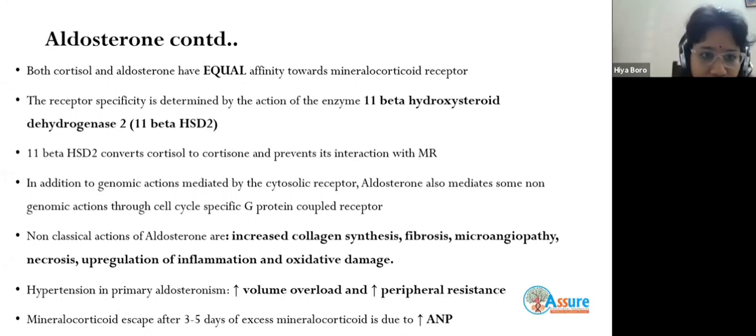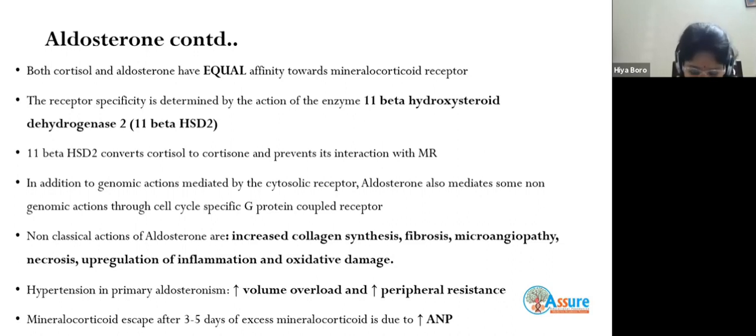And one thing, both cortisol and aldosterone have equal affinity towards the mineralocorticoid receptor. But the important thing is that cortisol can also act as a mineralocorticoid whenever there is an overwhelming excess of cortisol. However, in normal individuals, this activity of cortisol is inhibited by the enzyme 11 beta hydroxysteroid dehydrogenase 2. This 11 beta HSD2 inactivates cortisol to cortisone. So when it becomes cortisone, it cannot act on the mineralocorticoid receptor.